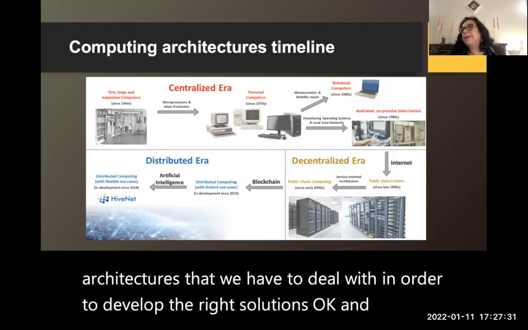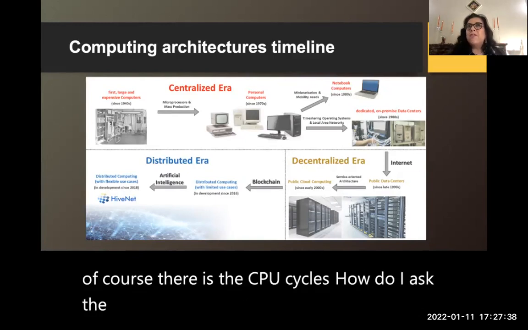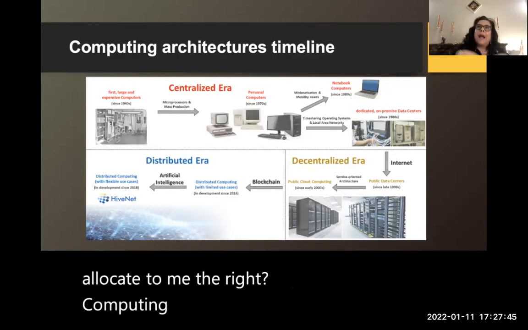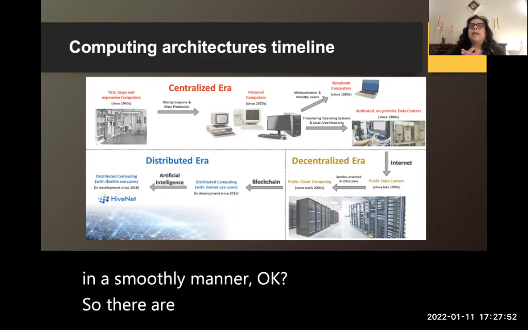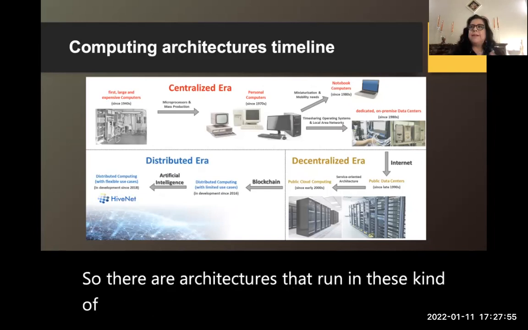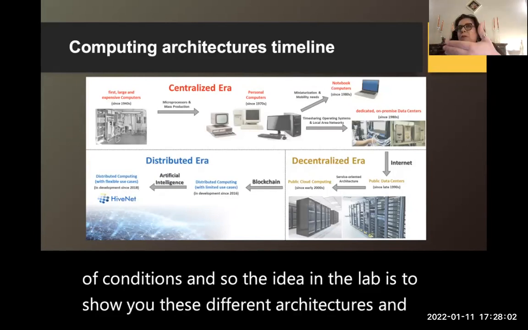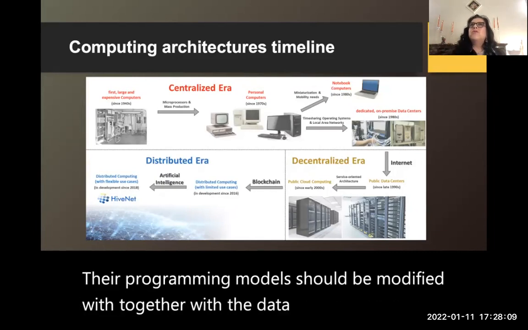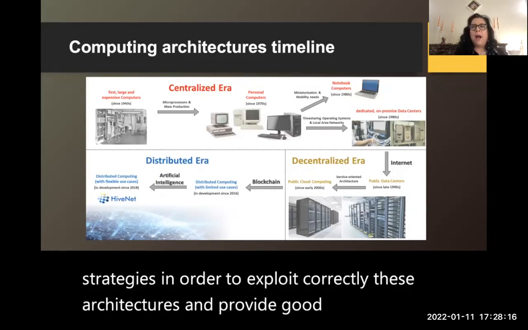And then of course there is the CPU cycles. How do I ask the operating system to allocate to me the right computing cycles so that my program can run smoothly, okay? So there are architectures that run in these kind of conditions. And so the idea in the lab is to show you these different architectures and how the programming models should be modified together with the data management strategies in order to exploit correctly these architectures and provide good services by our designed and programmed systems.